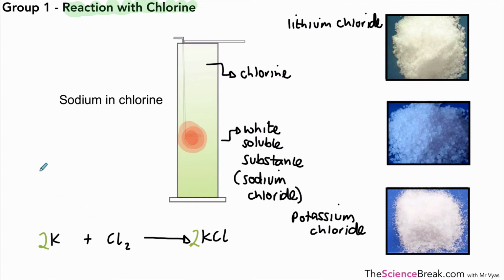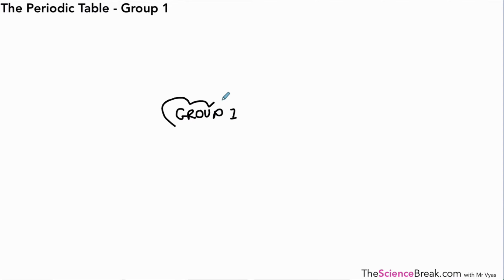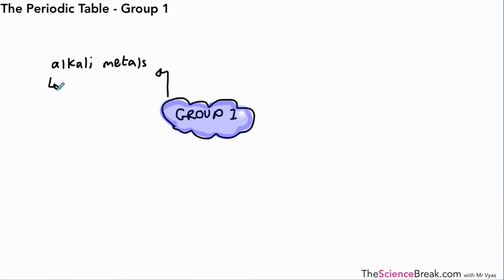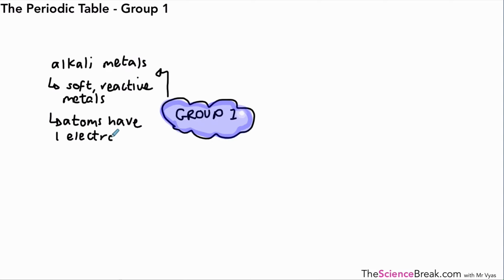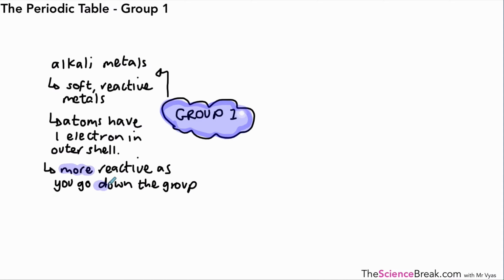Quite a lot we've gone through in this video, so I think it would be useful to do a summary for the group 1 elements. So we've got group 1 from our far left of our periodic table, and the first thing we talked about was the idea that they are called the alkali metals. They make an alkaline solution when they react with water. They are soft reactive metals, and the atoms in all of these elements have 1 electron in the outer shell. That determines the kind of reactions they do, and as you go down the group, the elements are more reactive the further down the group you go.